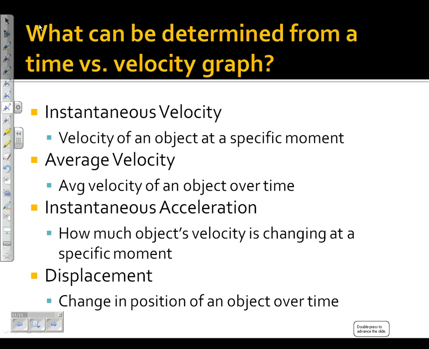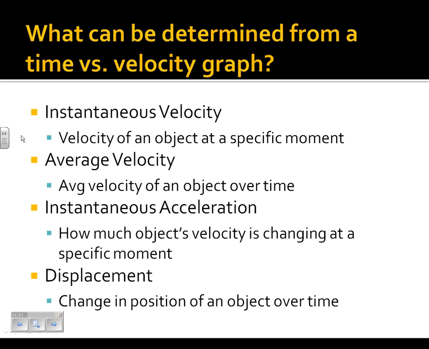Time versus velocity graph. Four things that you should be able to tell from the time versus velocity graph. First, instantaneous velocity. How fast is that object moving at a specific moment in time? That's just the y value of the graph for a corresponding x value. Average velocity of an object over time. Here, we didn't really talk about this in the presentation, but if you go v average, right, you're looking at v final plus v initial divided by 2. Just taking the average of something, right? So if you know what the final velocity is and you know what the initial velocity is, you can calculate the average just by taking a quick average of them.